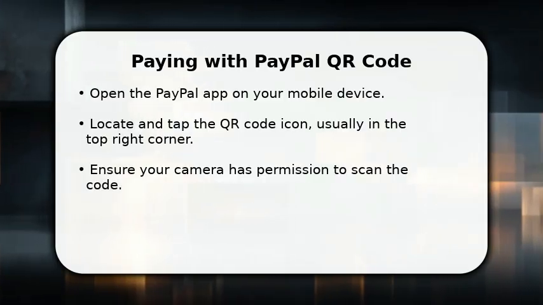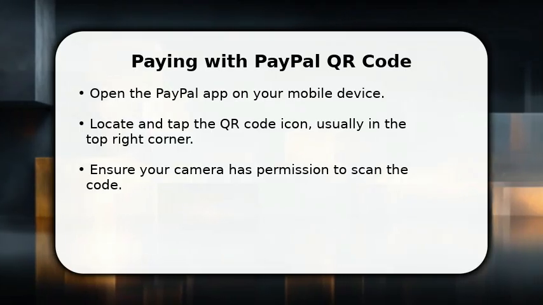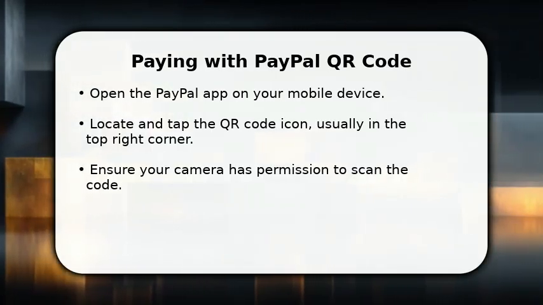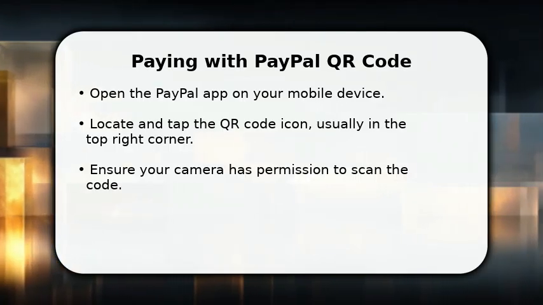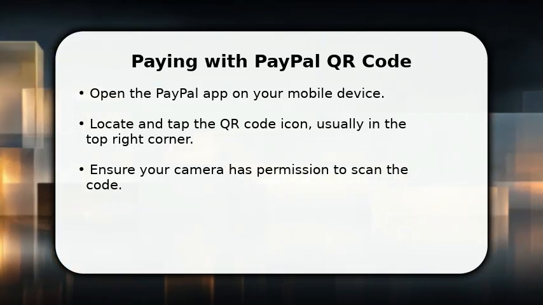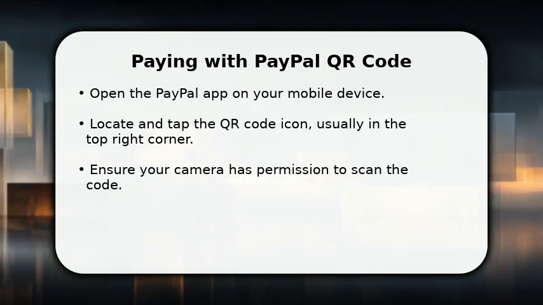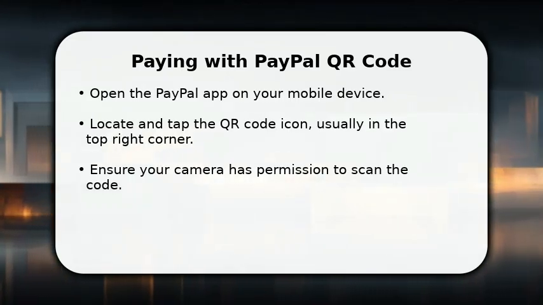In this video, I will explain how to pay with a PayPal QR code. It's a quick and touch-free way to complete transactions. First, open the PayPal app on your smartphone. Look for the QR code icon, typically found in the top right corner of your screen, and tap it.